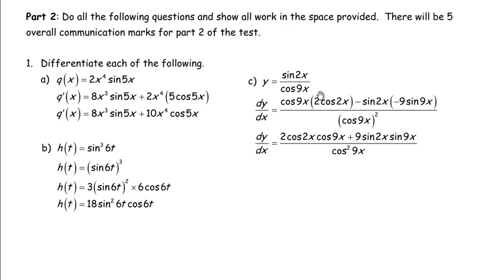So I would write my 2 in front here, and then now it doesn't matter whether you go cos 2x or cos 9x first, it really doesn't matter. And a negative times a negative is a positive, that's why this is going to be plus, and I'll stick my 9 in front. And again, sine 2x first, sine 9x second, or the other way around. If you want to put the 9x here and the 2x here, it doesn't matter. And in the denominator, cos 9x squared, again, we write that as cos squared 9x. That's what that means up there.